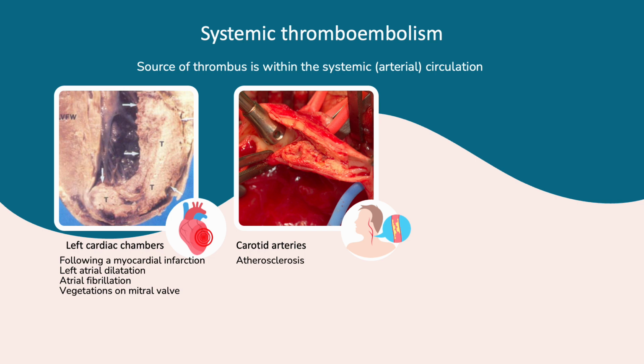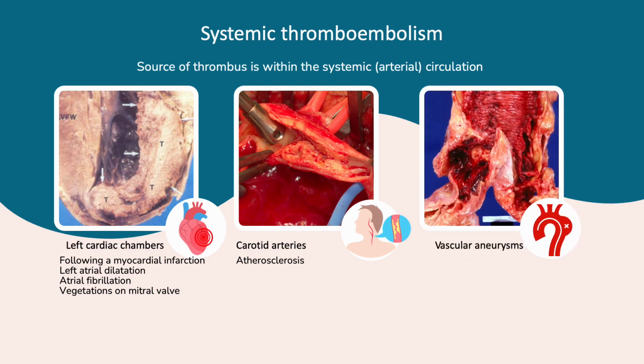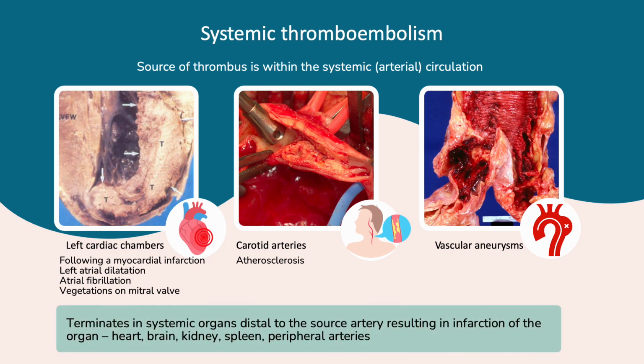and strokes. Vascular aneurysms may contribute to stasis and turbulence, leading to thrombus formation in the cavity and subsequent arterial thromboembolism. An arterial thromboembolus will migrate distally and terminate at one of the systemic arterial branches, resulting in ischemia and infarction. They are a common cause of myocardial infarction and strokes, but can also cause renal, splenic, and lower limb infarcts, among others.